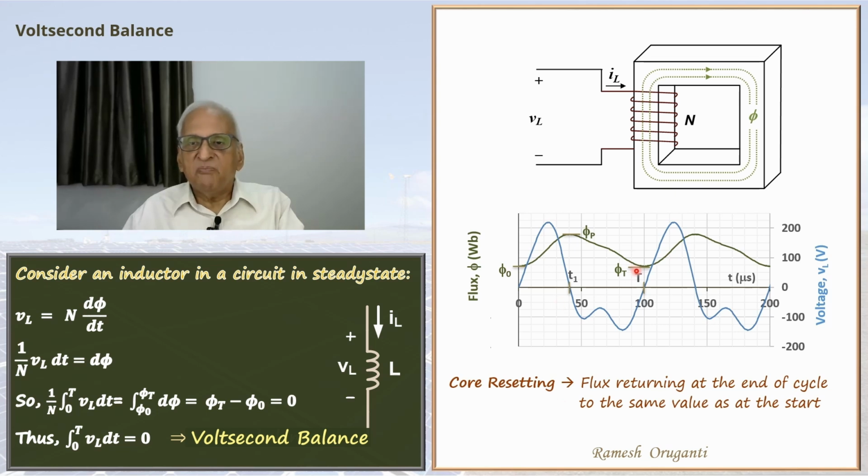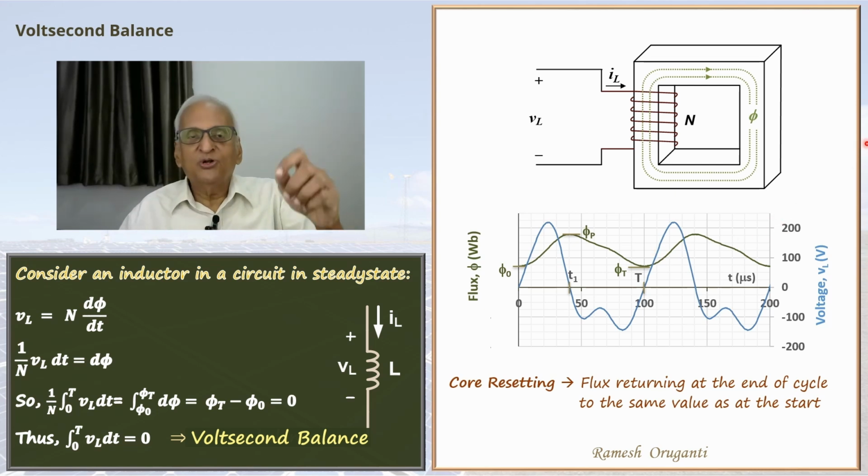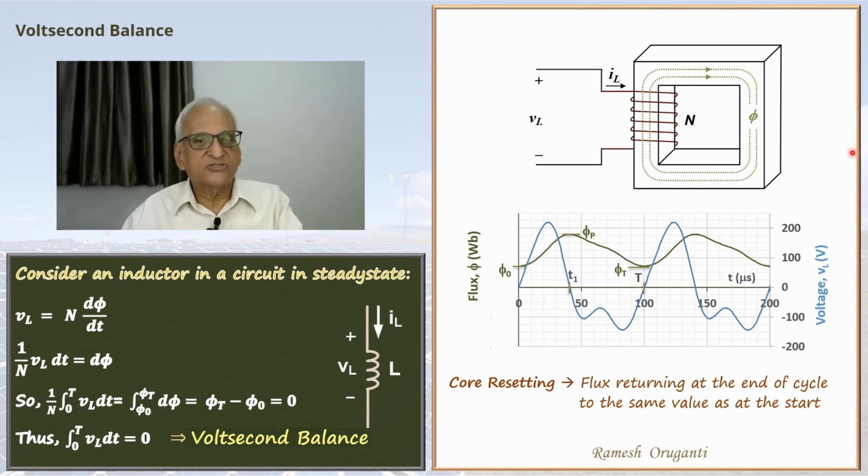Let's say the core flux does not come back. Phi t is a little bit more than phi naught. So at the next cycle it will be even more. At the next cycle it will be even more until the core goes into saturation. This phenomenon is called flux crawling because the flux simply crawls all the way to saturation.